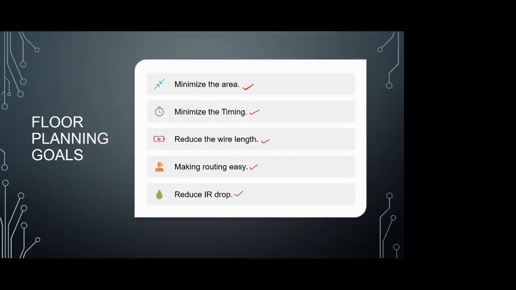And then IR drop. IR drop is very important in the latest SoCs. If you do not do proper IR analysis and fix IR drop, what will happen? You cannot use your mobile, and your battery will drain out easily. So these goals are very important, and we have to keep them in mind: minimizing the area, timing, wire length, easy routing, and IR drop.